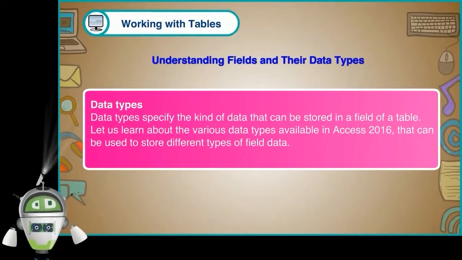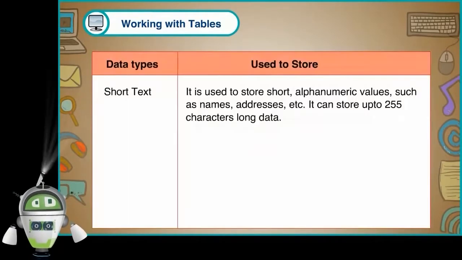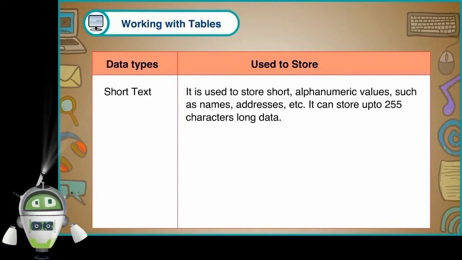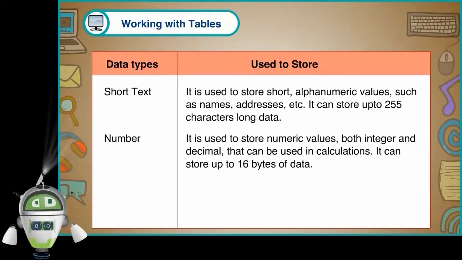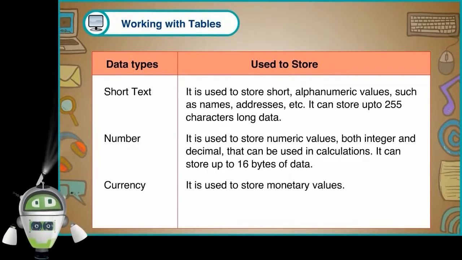Let us learn about the various data types available in Access 2016 that can be used to store different types of field data. Short text. It is used to store short alphanumeric values such as names, addresses, etc. It can store up to 255 characters of data. Number. It is used to store numeric values, both integer and decimal, that can be used in calculations. It can store up to 16 bytes of data. Currency. It is used to store monetary values.